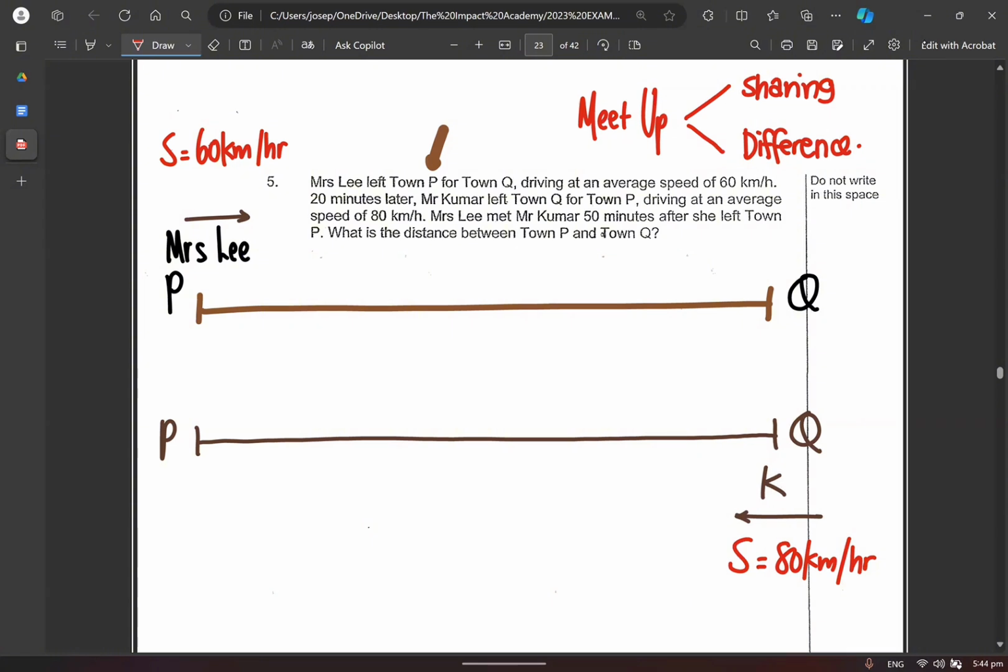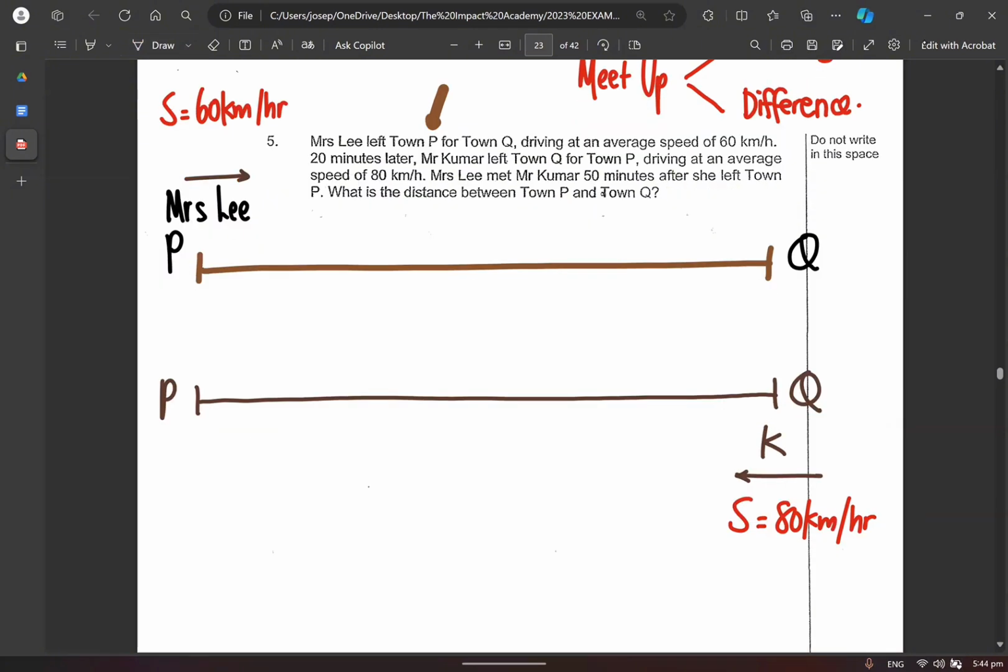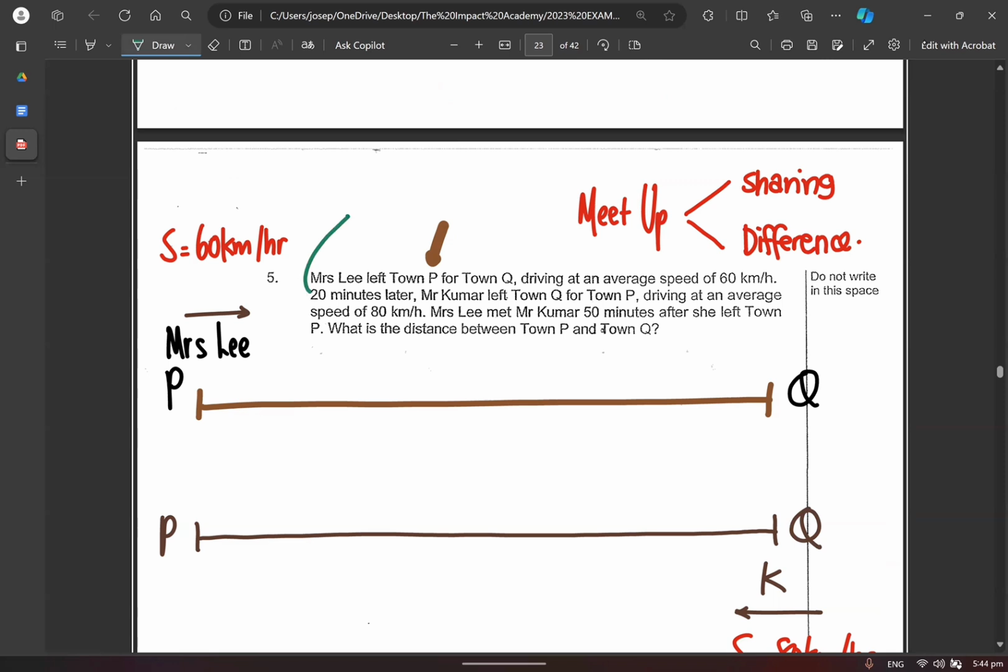Any other information that I can squeeze? Mr. Kumar left 20 minutes later. That's the difference, that is very important, right? What is this called? This is called time. What is this 20 minutes called? The time difference. Very good. This is the time difference. Is this very important information? Definitely. Makes sense?